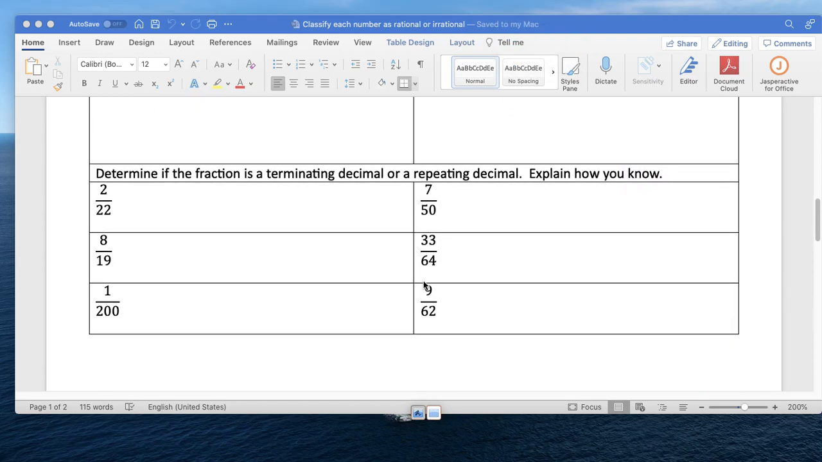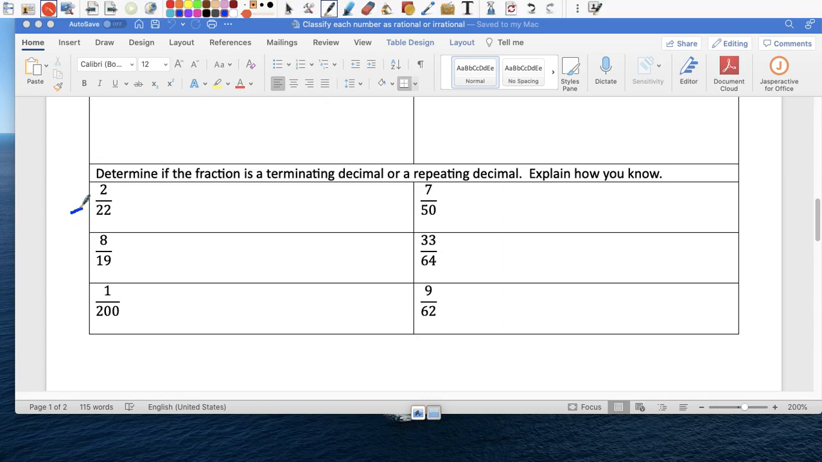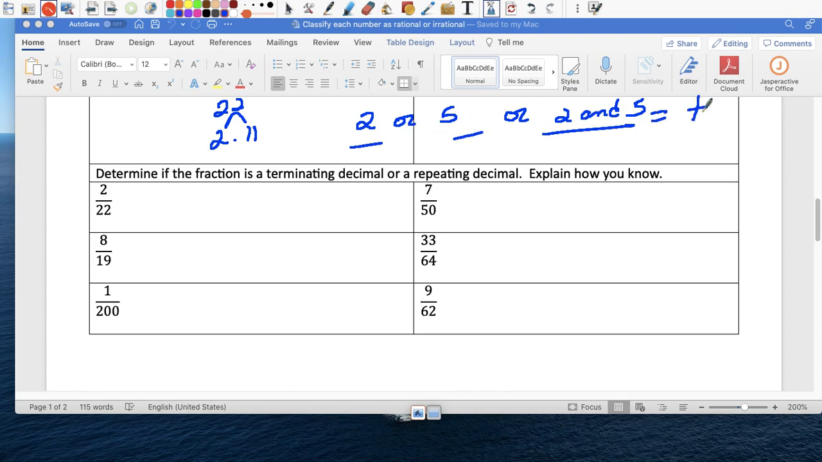Determine if the fraction is a terminating decimal or a repeating decimal. Remember, we're looking at the denominator. That's where the key is. So look at the denominator, 22, and let's rewrite 22 as a product of its prime numbers. Forget the numerator. Focus on 22. If I broke it up, that would be 2 and 11. So 22 is the same thing as 2 times 11. But remember what we said in class: if the denominator can be written with only 2's, or only 5's, or 2's and 5's, then it's terminating.